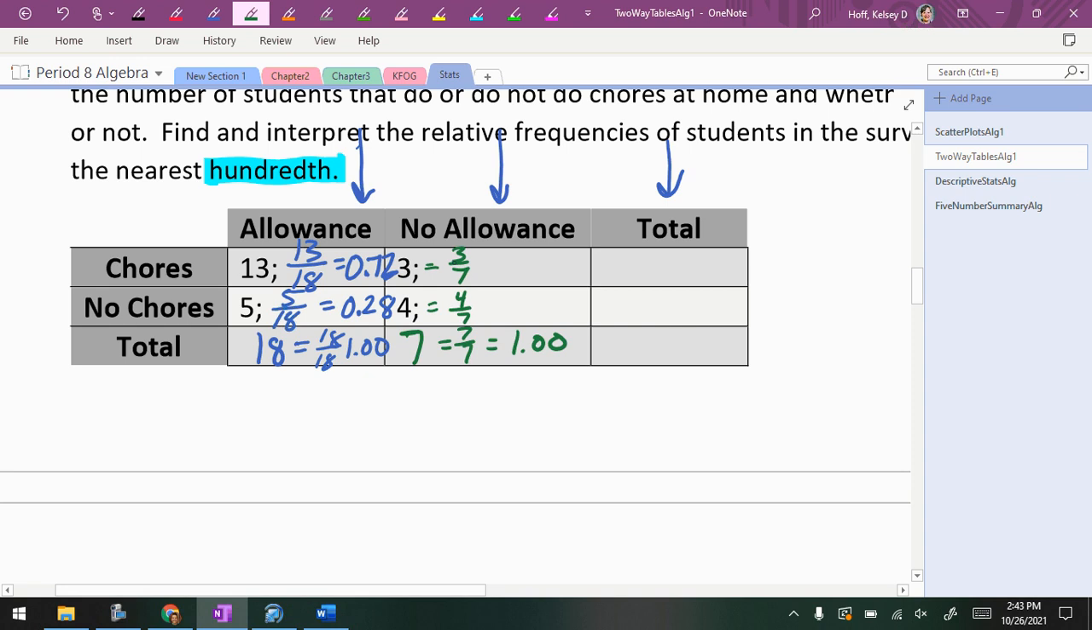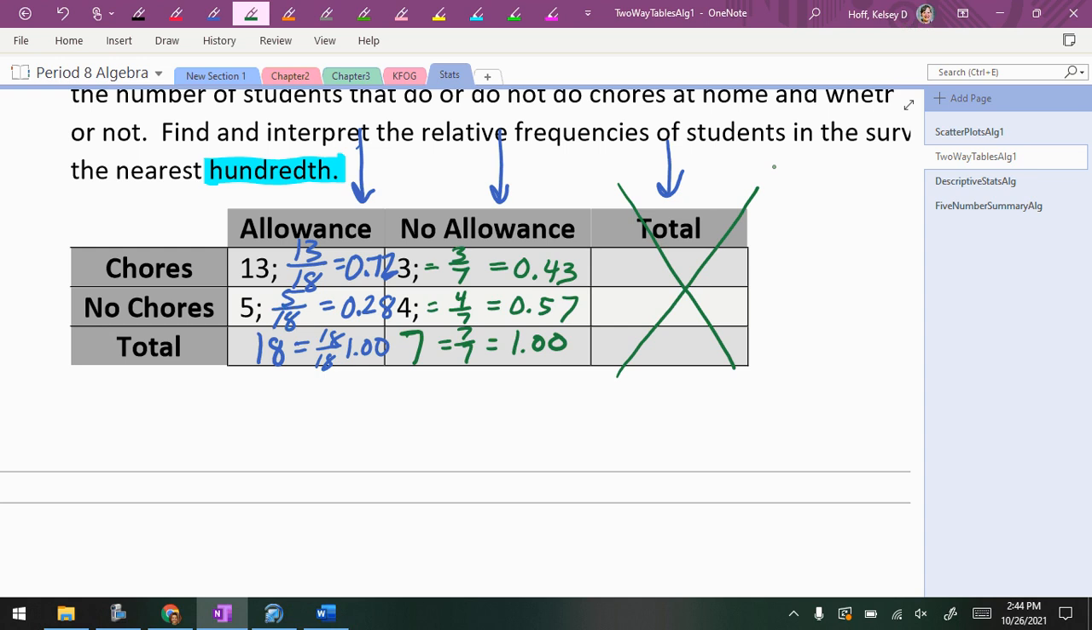So I had a total of 7 kids that don't receive allowance, correct? Okay. So kids that don't receive allowance and do chores is 3 out of 7, which is 0.43. And don't get allowance and don't do chores is? Everybody agree with that rounding? Okay. Because you're going by column, you do not have to do the total column. If you're going by row, you don't have to do the total row.